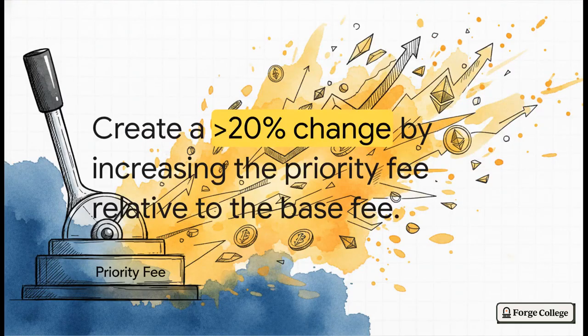Once your calculator passes that verification checklist, I actually have a challenge for you. Your scenario goal is to document 2 specific dynamic pricing scenarios that prove your script can catch meaningful variations. I want you to tweak your code to create a greater than 20% total cost change simply by increasing the priority fee relative to the base fee. Run it, log the JSON, and let the math prove that massive percentage difference for yourself.